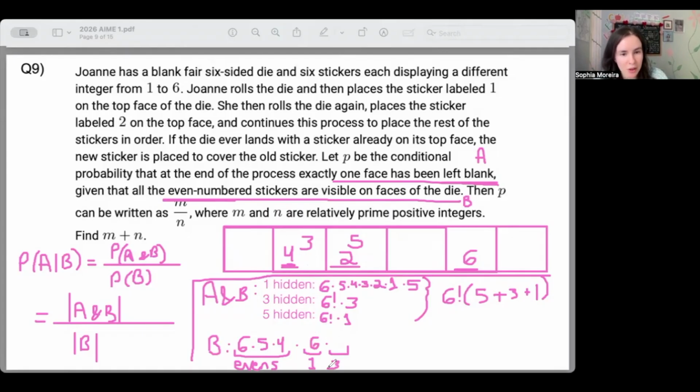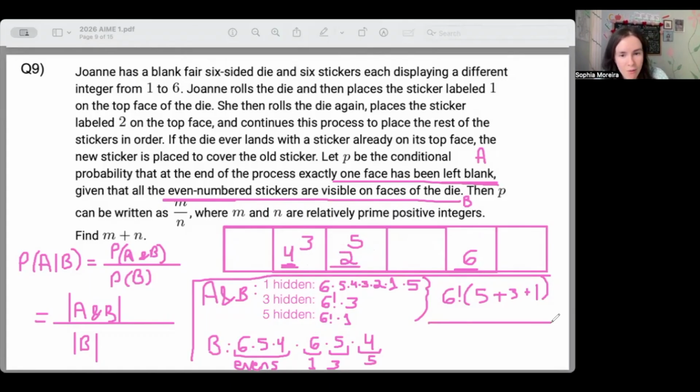Then, for placing the 3, it cannot go on the same square as the 2 because then it would be covering it. But if the 3 goes where the 4 is or where the 6 is, we don't care. So that's going to be 5 choices for the 3. And similarly, we have 4 choices then for the 5 because it cannot go on the 2 or the 4, but it's okay if it goes on the 6.